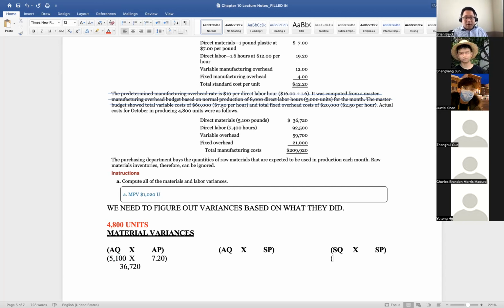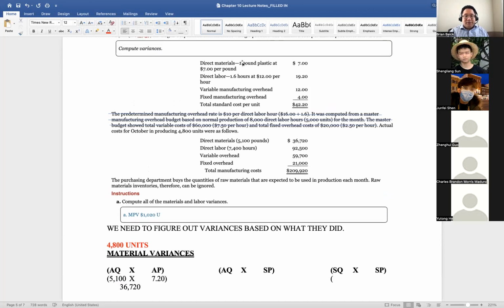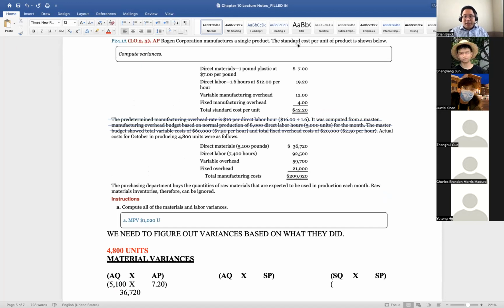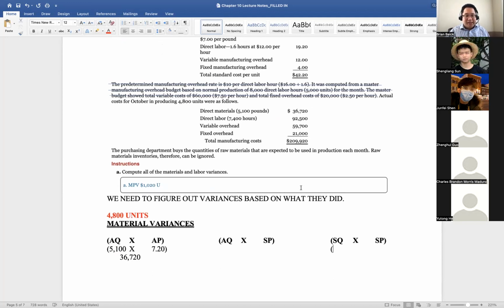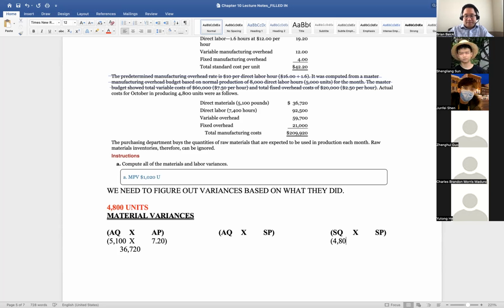Okay. All right, let's figure out standard quantity. It says here, standard quantity. To make 1 unit, you're supposed to use 1 pound of plastic, right? So how many units did you make? 4,800, right? And each unit is supposed to use 1 pound of plastic. So what is the standard quantity of plastic you're supposed to use if you make 4,800 units? It's 4,800 times 1.